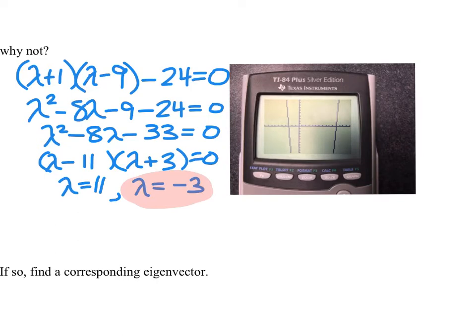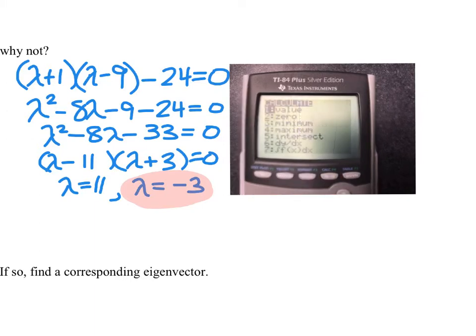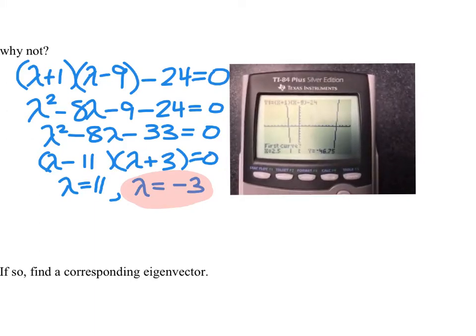All right, so what we do is second trace intersect, option 5. Then it asks me for the first curve, but instead of answering their question, I'm going to do something different. I'm going to get over to where the intersection that I want to find is, because I'm finding the intersection between y equals this and y equals 0, which is the x-axis.